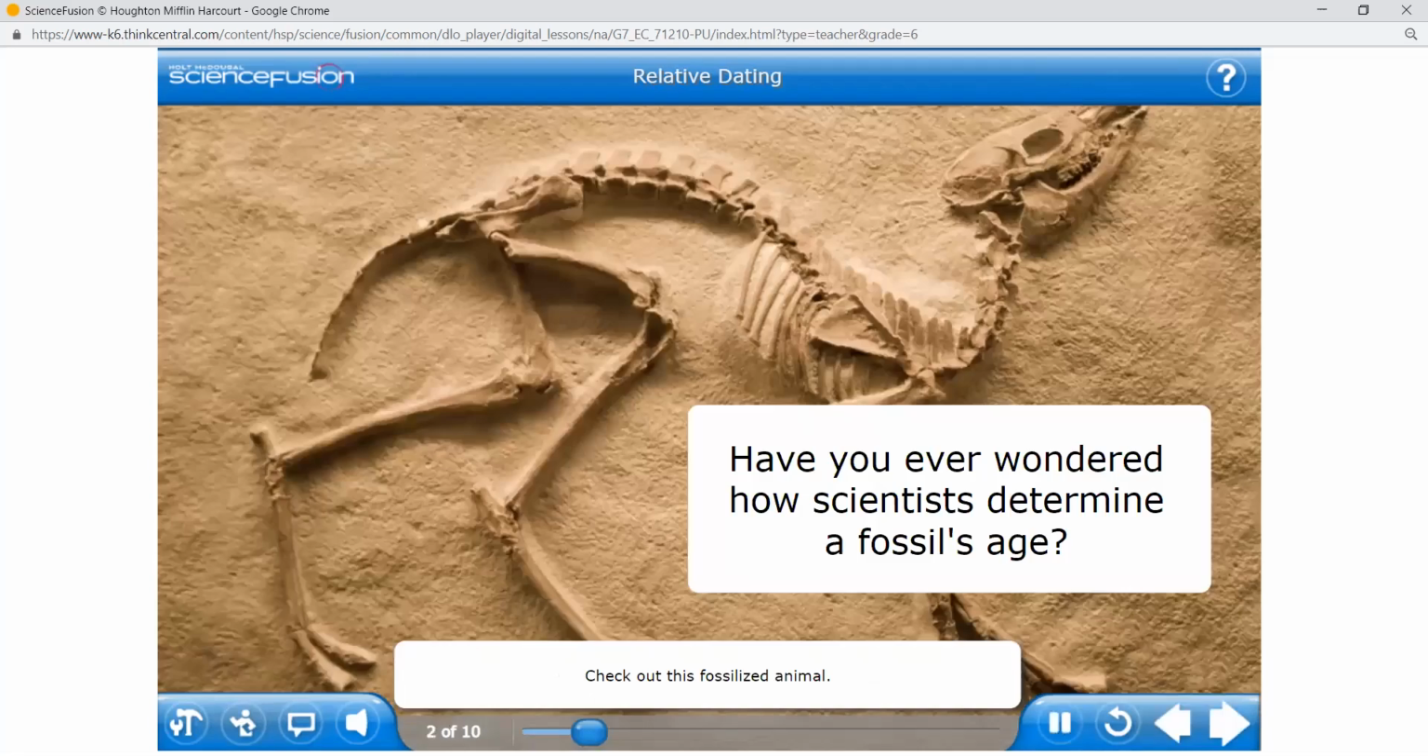Check out this fossilized animal. How old do you think the fossil is? It's hard to tell just by looking at this picture, isn't it? Let's see how scientists can determine the relative age of a fossil like this.